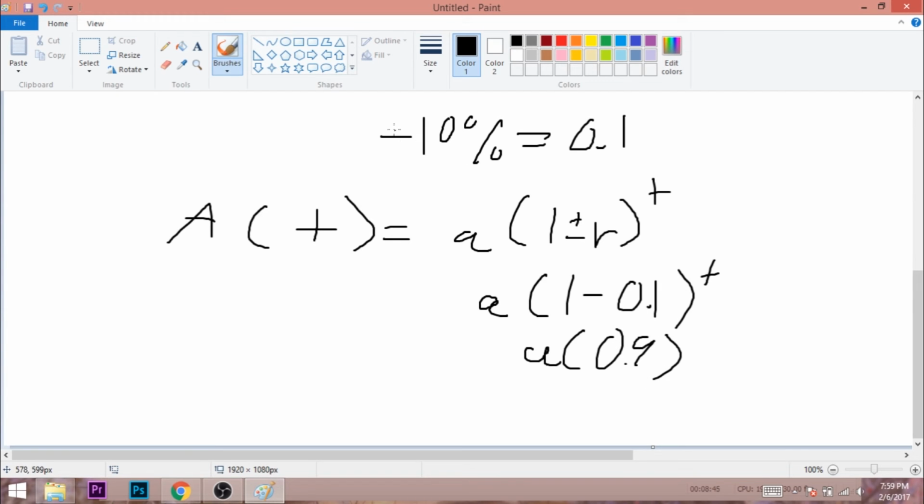If you were to increase like that, then you'd have 1 plus 0.1 times A to the t, which is equal to A times 1.1 to the t, right?